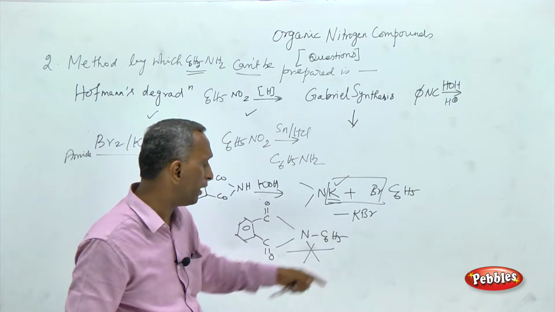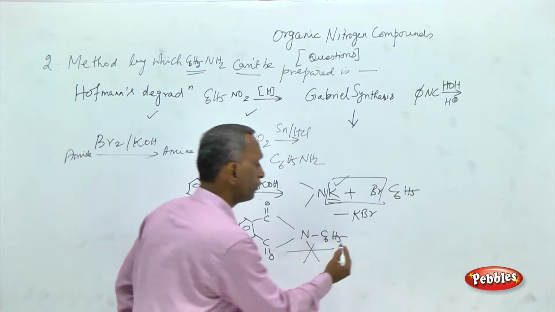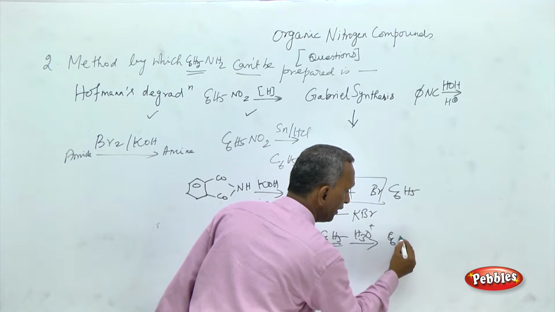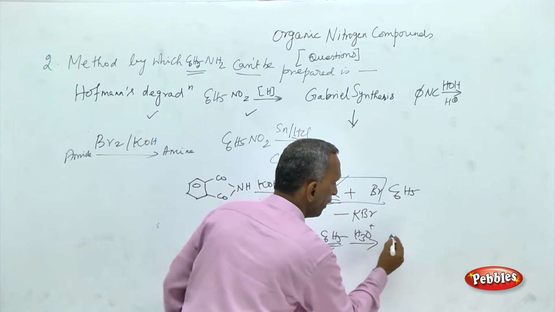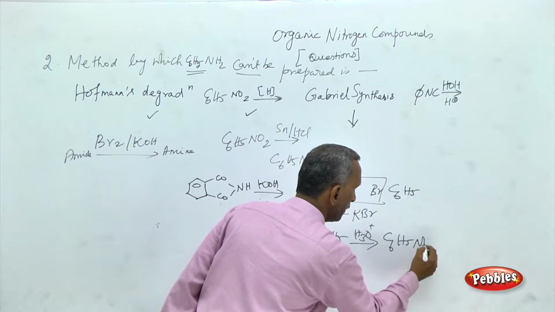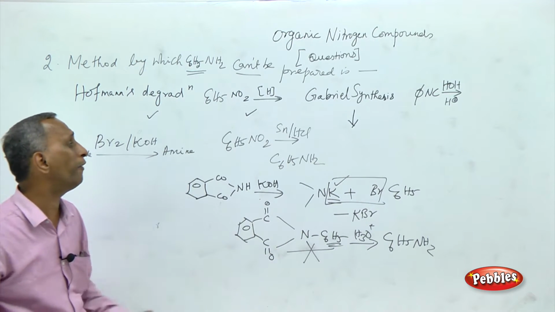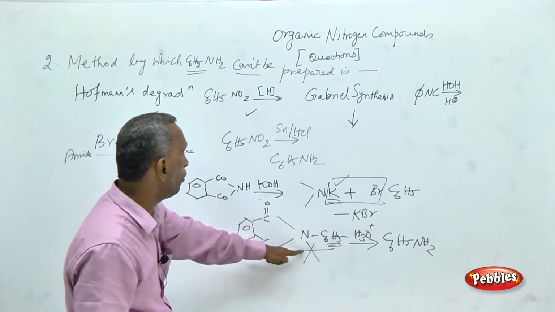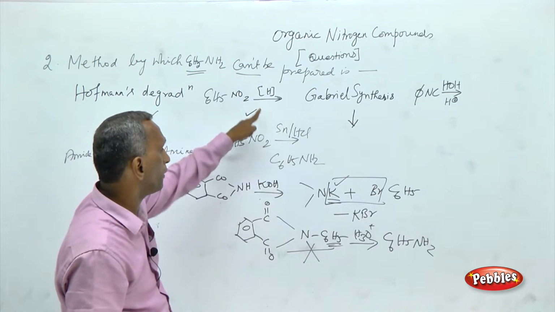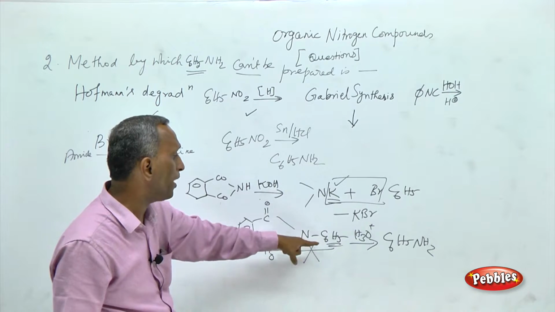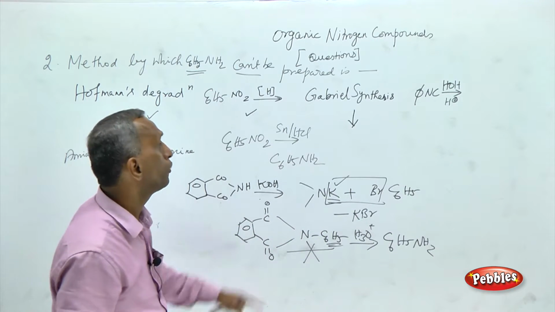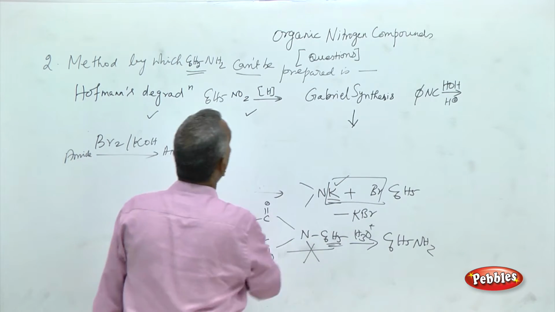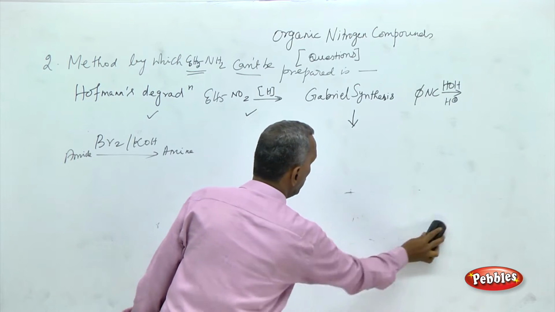Only if we get the phenyl derivative can it be further hydrolyzed to form phenylamine, that is C6H5NH2. But here a limitation arises: the phenyl derivative is not possible. So Gabriel synthesis cannot be applied to aromatic systems with nucleophilic substitution. Here the nucleophilic substitution cannot take place easily with aromatic systems. So this is the limitation. Gabriel synthesis cannot be applied to the preparation of phenylamine or aminobenzene.